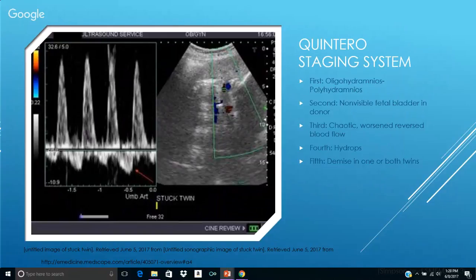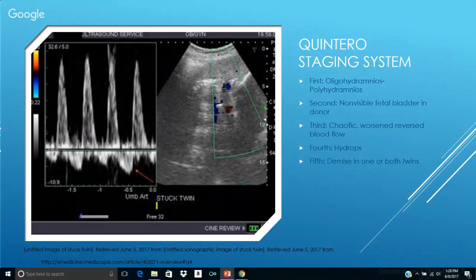Once you get to stage 3, this finding is not reassuring. It's showing that the twins are regressing and not for the better. The 4th stage is hydrops. This is when most likely the recipient twin is really feeling the effects of receiving too much blood and having too much amniotic fluid. The twin is developing polyuria, hypertension, and eventually cardiac failure, which leads to edema in the hydrops.